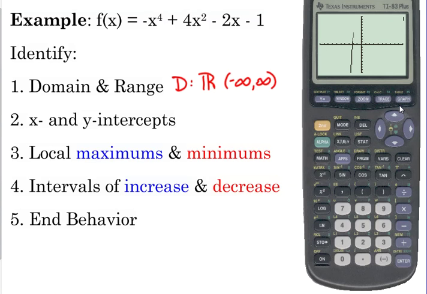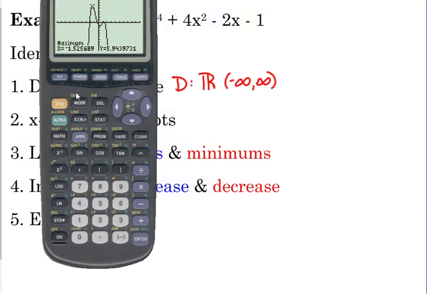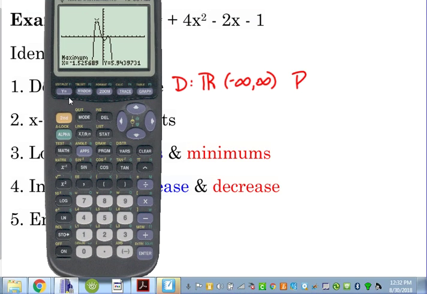And I know it's going to be opening down, so I have this maximum right here. I need to find out what that value is. So second trace maximum is number 4. Left bound, I got to move my cursor to the left side of that peak, to the right side of the peak. You don't have to move it for the guess, you can just press enter. And there's my maximum. Remember, I'm talking about the y values when I'm talking about range.